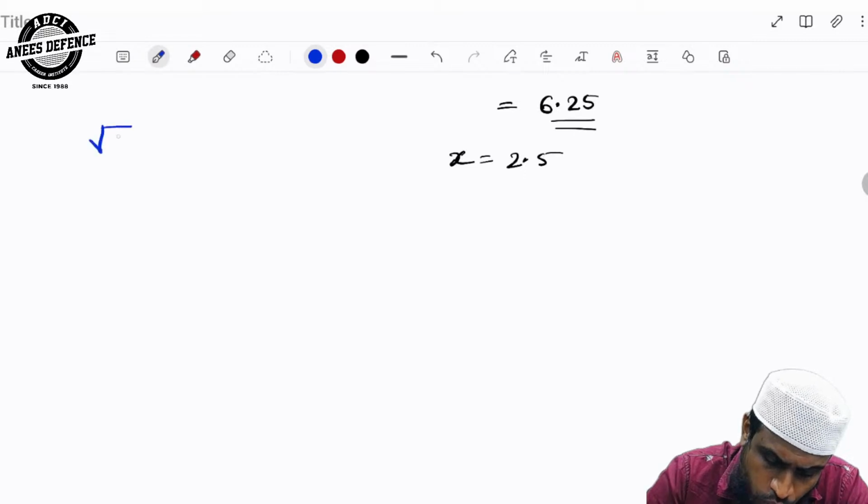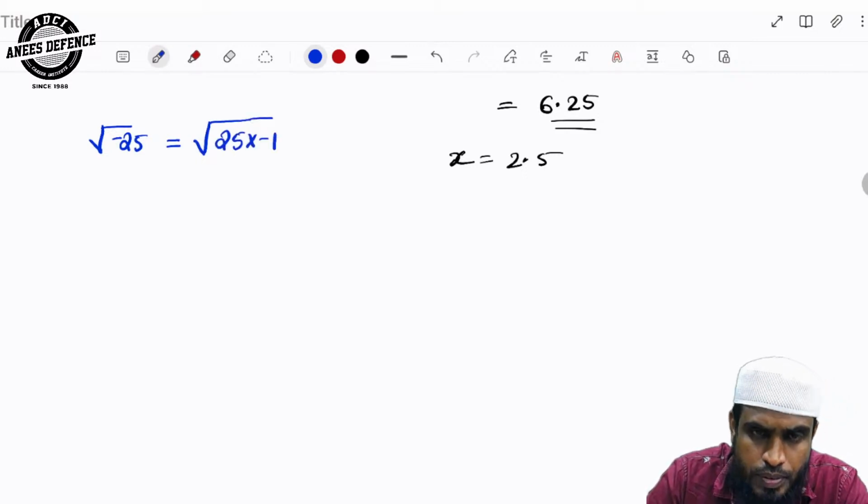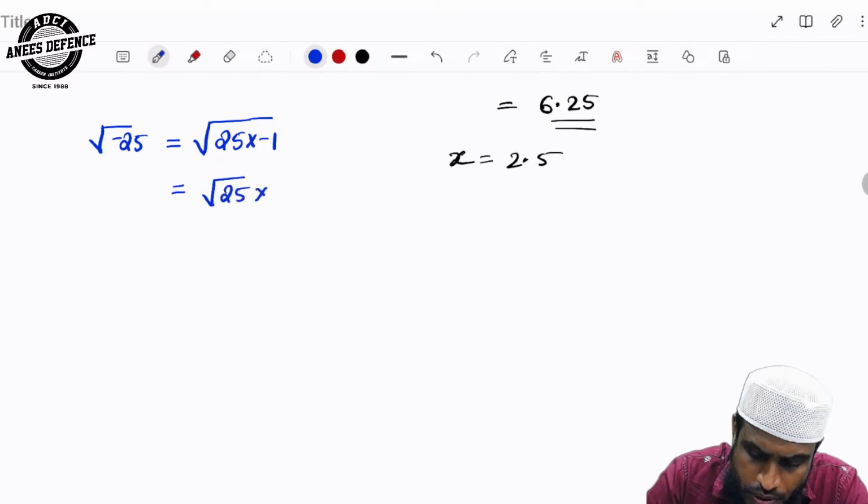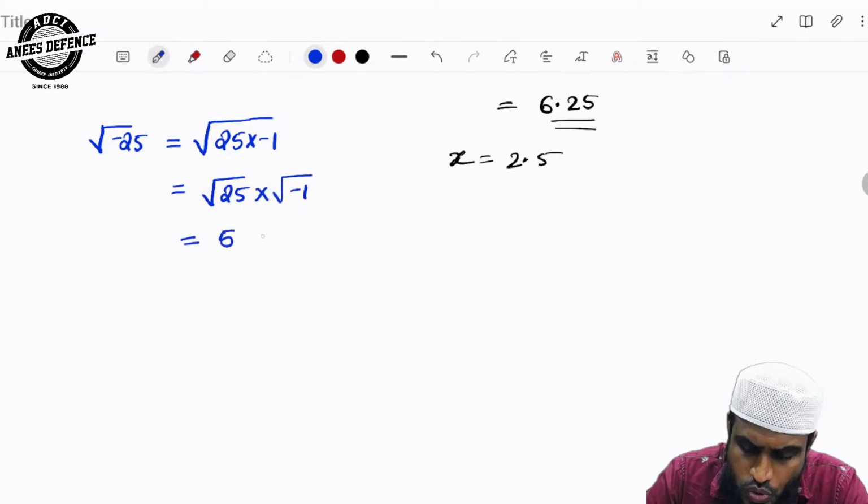For example, root of minus 25. Root of minus 25 can be written as root of 25 into minus 1. By the property of index or surds, we can write it as root of 25 into root of minus 1. Root of 25 is 5. Root of minus 1, we denoted it as iota. So in this way, you are able to represent.